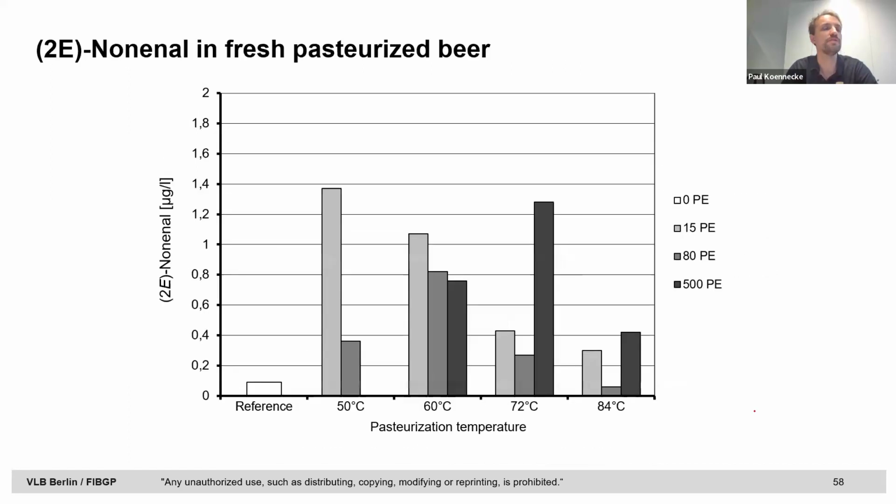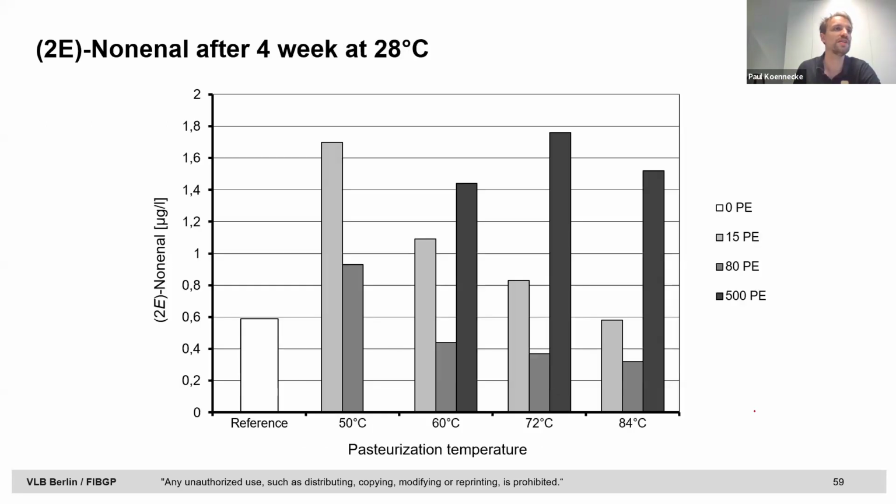Also, probably 2-enonenal, which is referred to as the cardboard flavor in beer. When you look at that in freshly pasteurized beer, this is behaving a little bit differently. But in the end, if you see the aging process, you see that this is highly tempered. It's way more pasteurization unit dependent than it is temperature dependent, especially when you have high pasteurization units. So in terms of the 2-enonenal after 4 weeks, you really want to have kind of a middle class of pasteurization units to not overshoot this. But in the end, you really try to stay as low as possible with your pasteurization units.